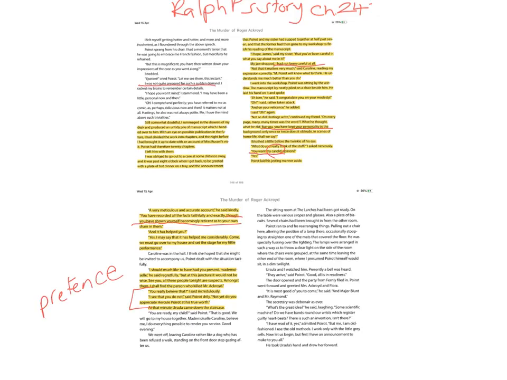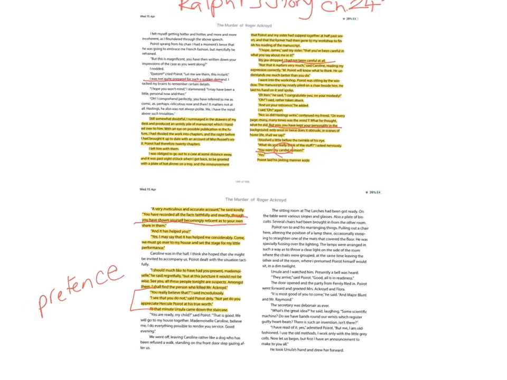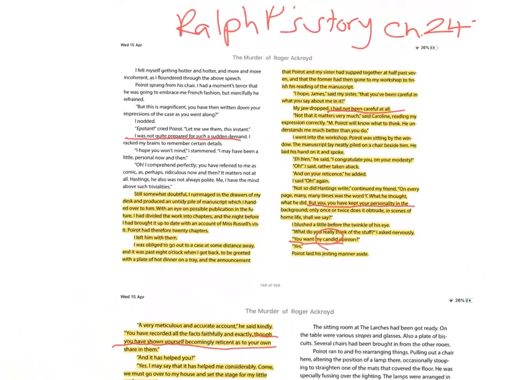As quickly as I can here, some chapter 24 stuff. This is where the manuscript is with Poirot, and he's read it and he's gone through, and that is obviously a big mistake in terms of revealing who the guilty party is.